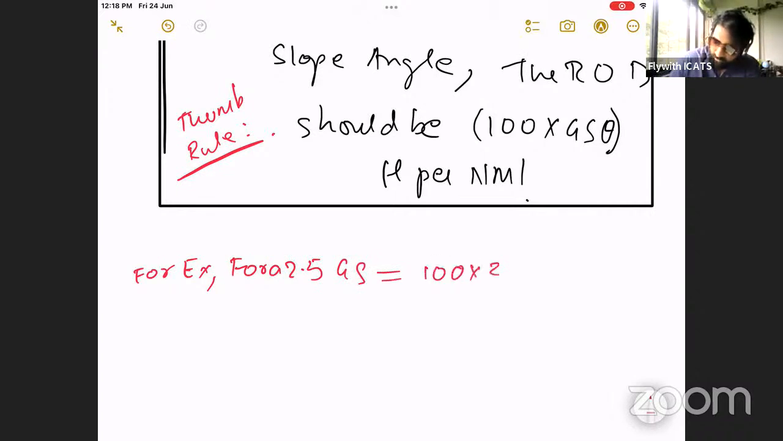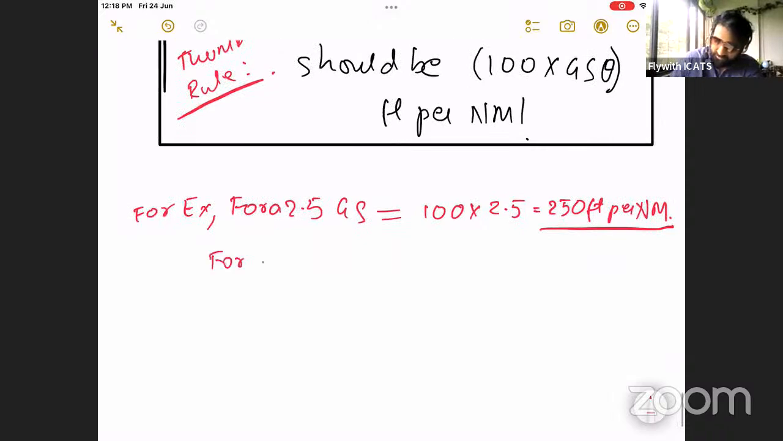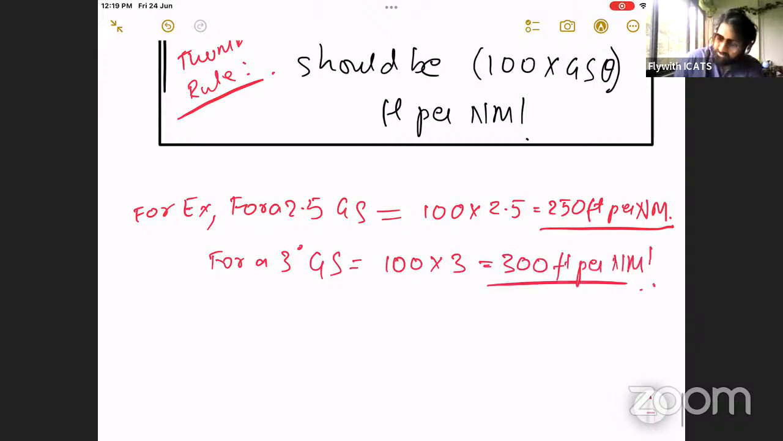100 into 2.5 is equal to 250 feet per nautical mile. Remember, the unit is very important. Otherwise, by mistake, you might end up doing feet per minute also. Next, for a 3 degree glide slope, 100 into 3 is equal to 300 feet per nautical mile. So this is the easy part. If you want to calculate as per nautical mile, 100 into glide slope, you'll get your answer.